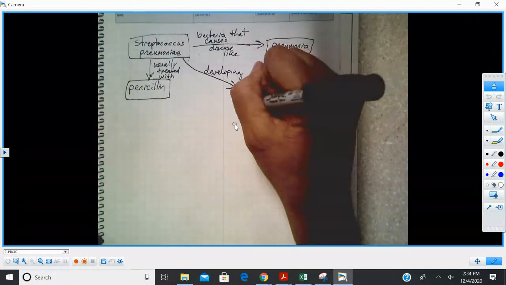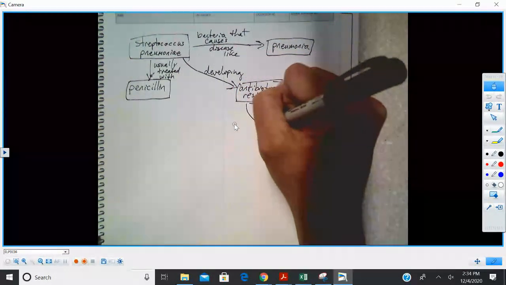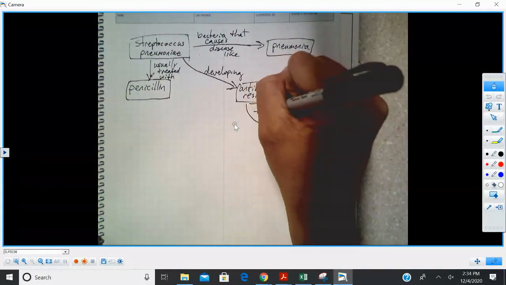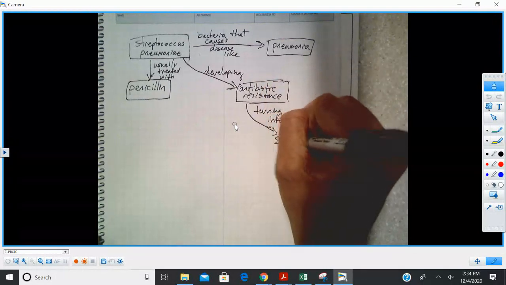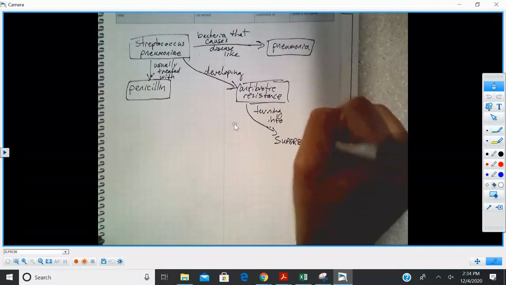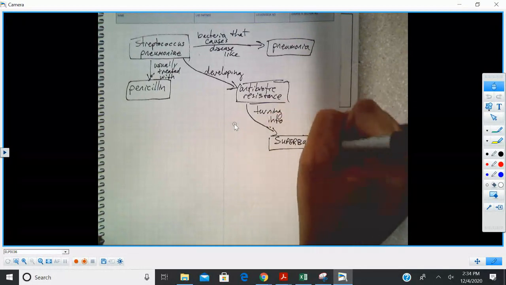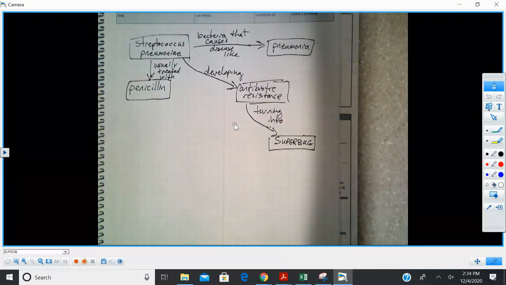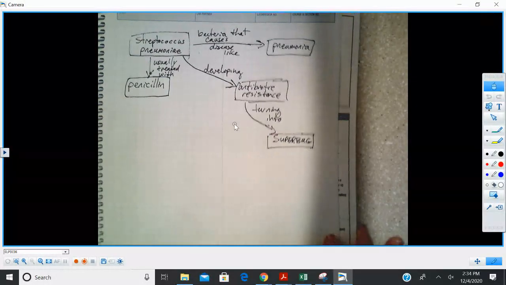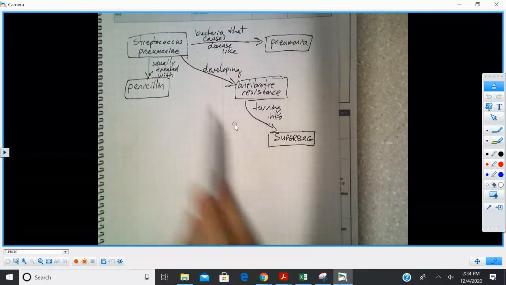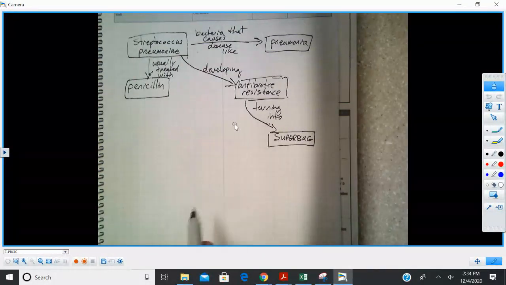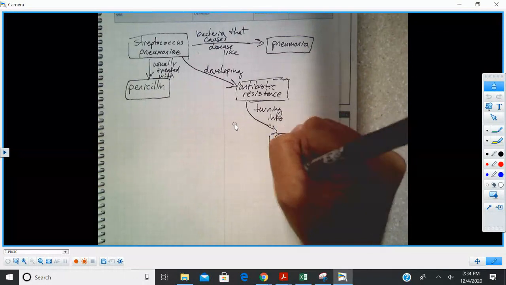And when it does this for a long period of time, it is now turning into what we call a superbug. And you would think that'd be a great thing, but it's not. It's not super at all. These superbugs are pathogens that are difficult to kill. All right. So the superbug in this case is the Streptococcus pneumoniae bacteria, which is becoming a superbug because it's antibiotic resistant.